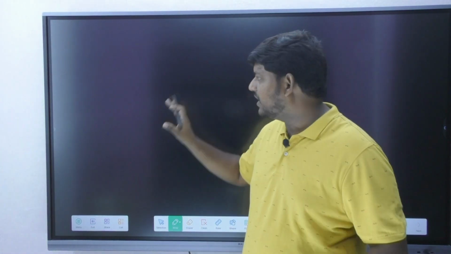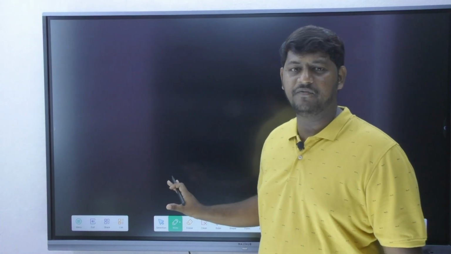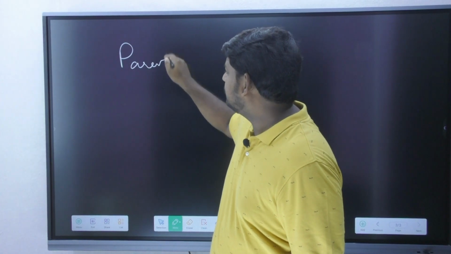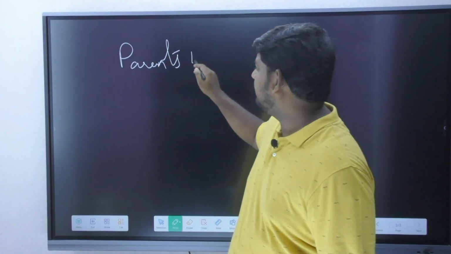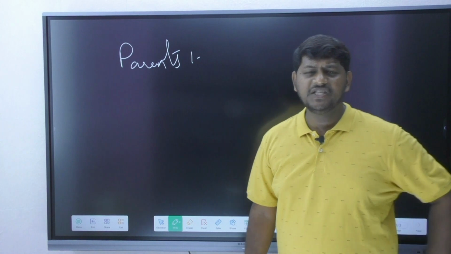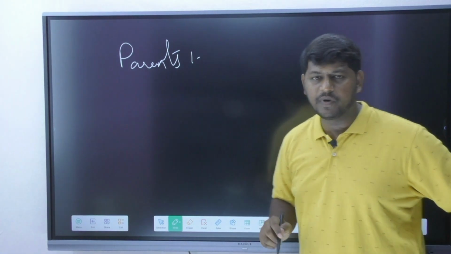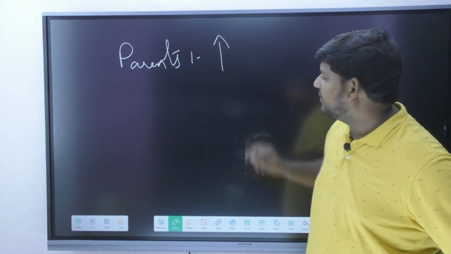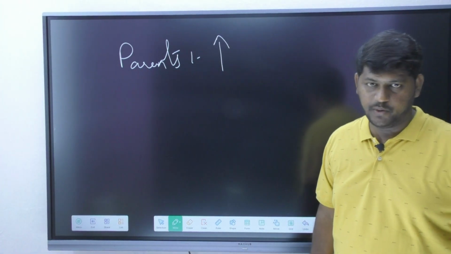Believe me, I've already prepared you without your notice, without your conscious. I've already prepared you for this particular information only. And here comes category number one, that is your parents category. Now tell me, do your parents belong to your generation or your previous generation? It is definitely your previous generation. Then we are going to use an upward arrow.